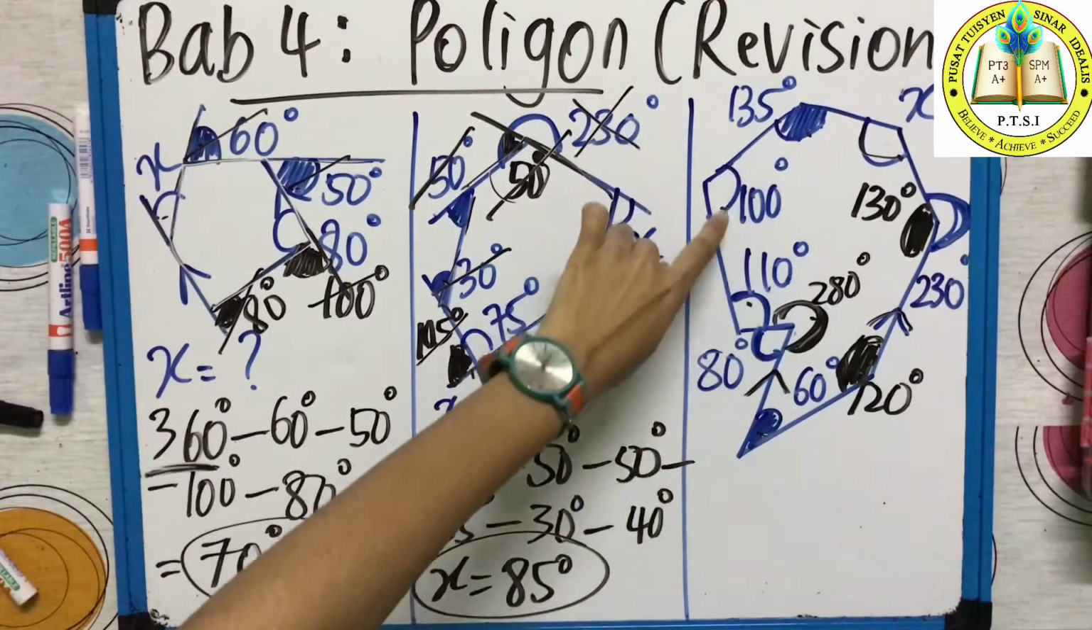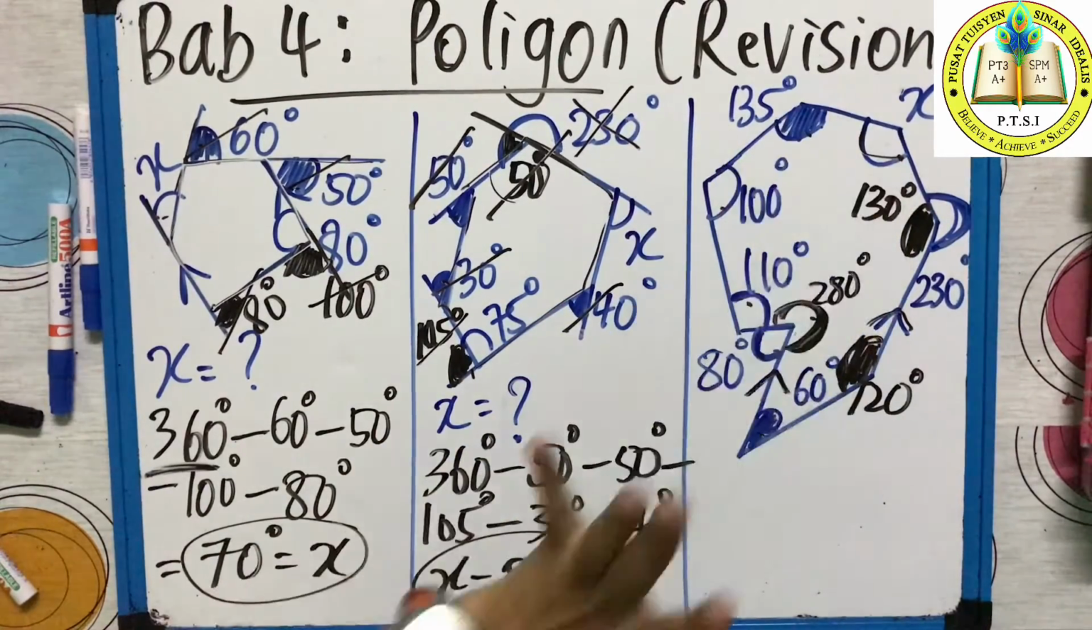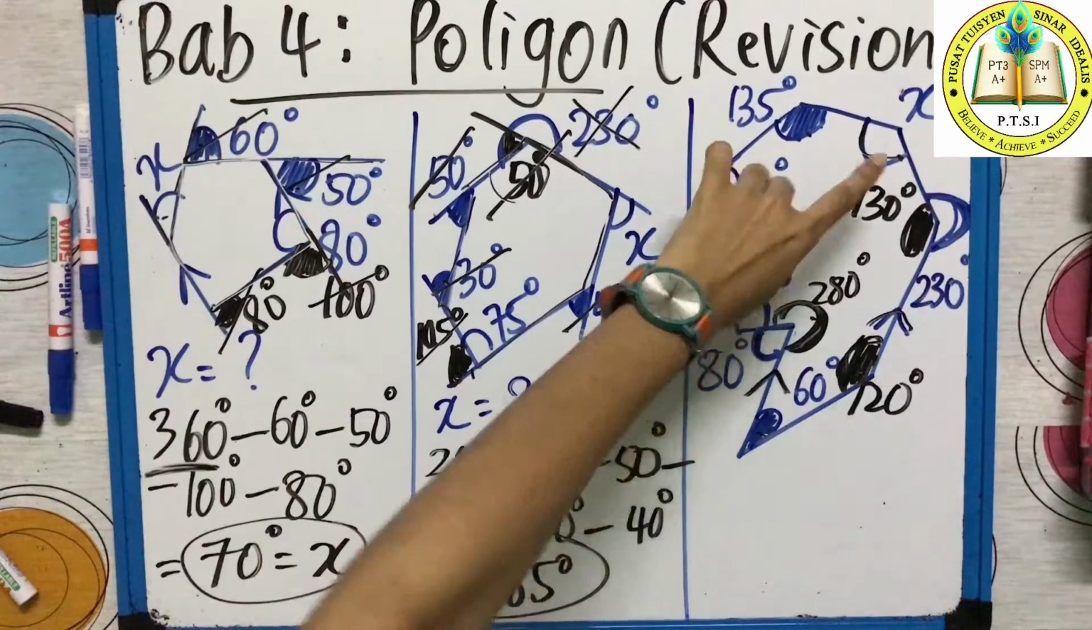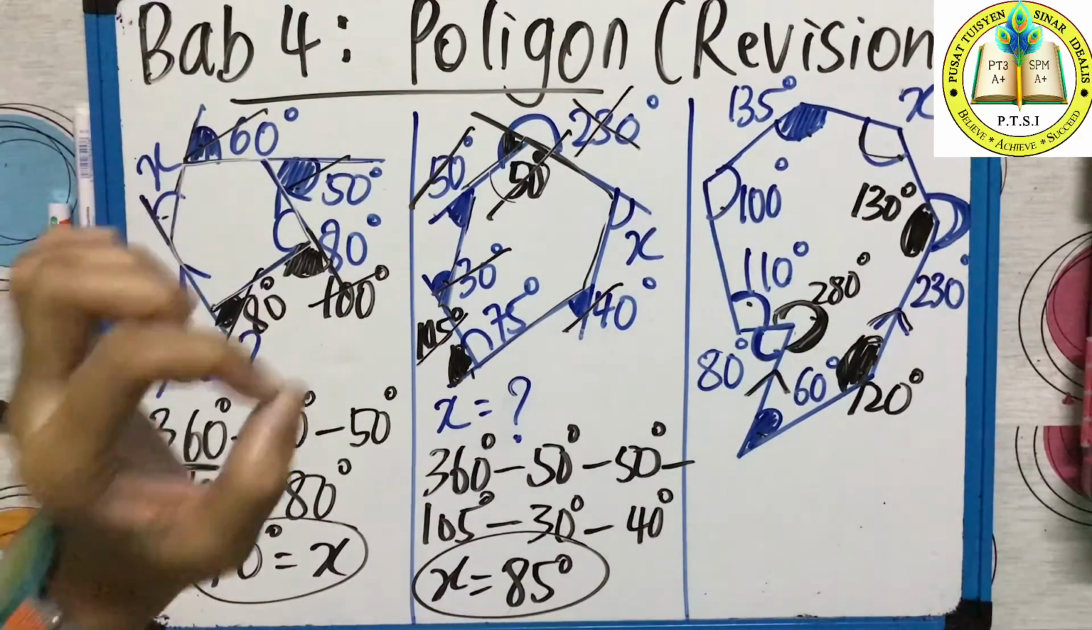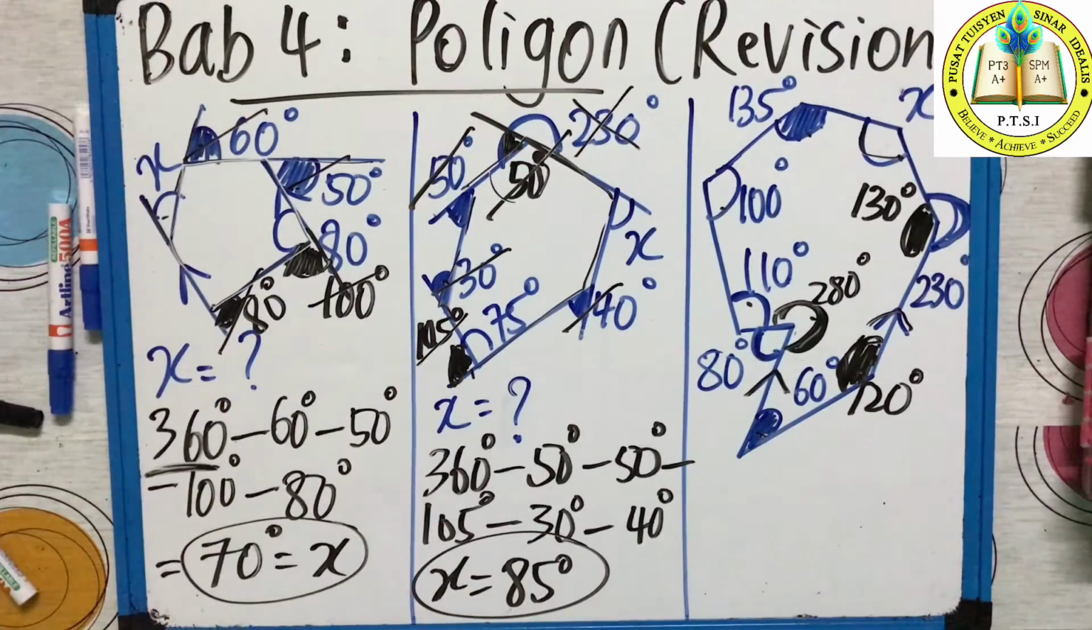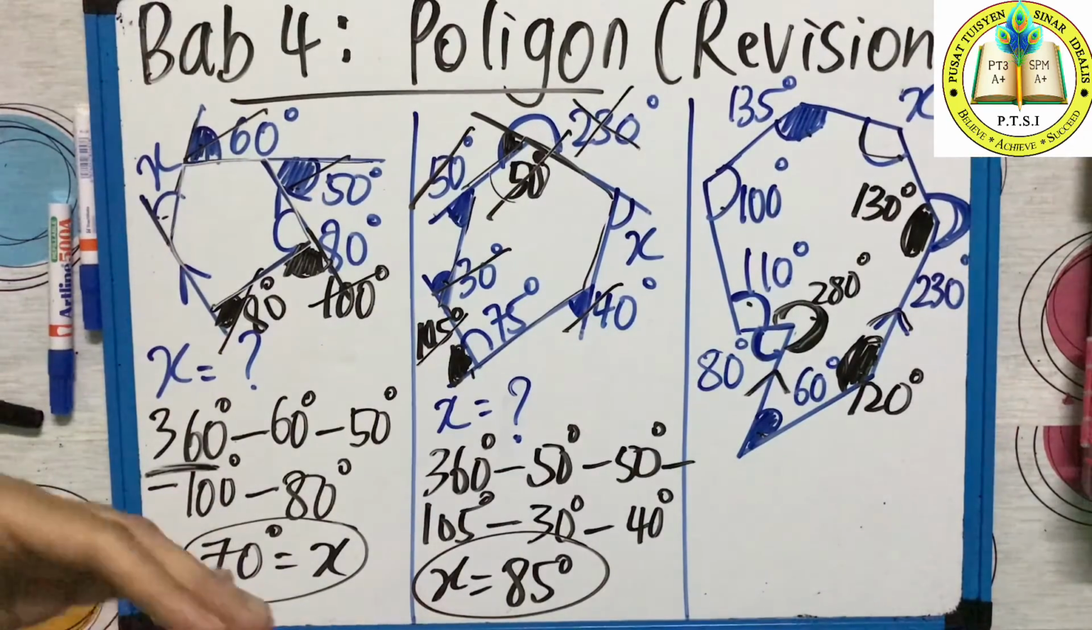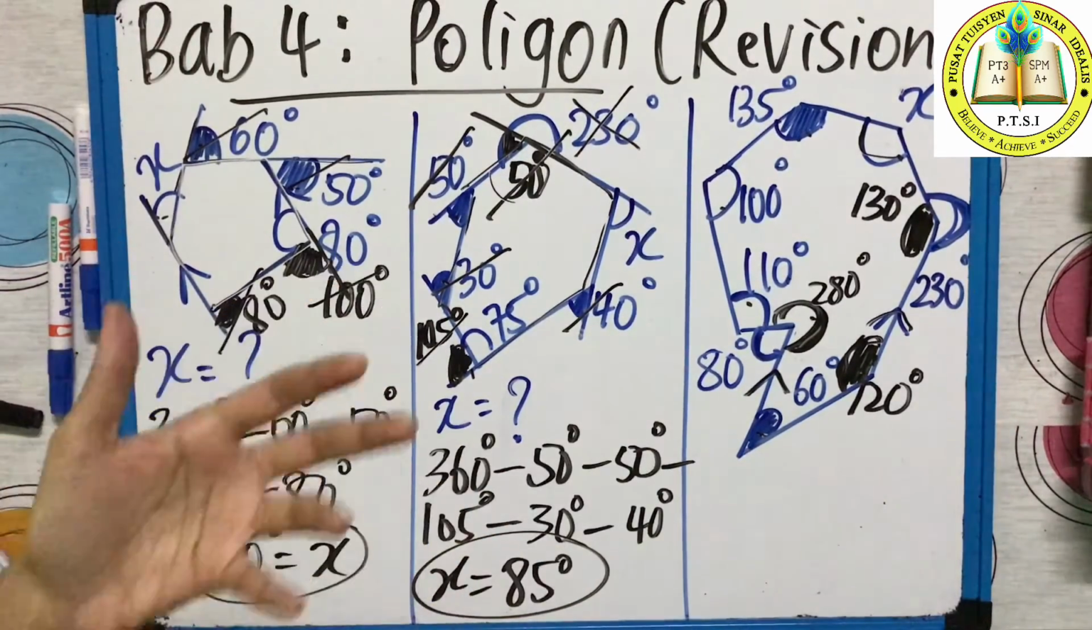So, semua dalam kamu sudah dapat. All the inside ones you got ready, kecuali X. So how to get the X? Use the sudut pedalaman formula. So what is the formula? Again the n minus 2 times 180, right?